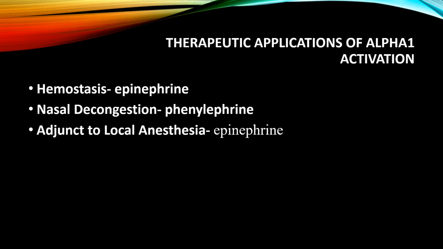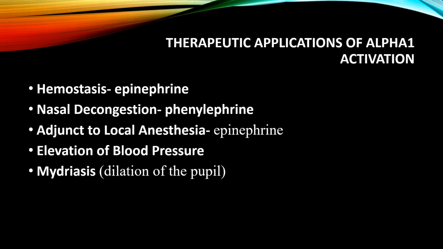Next is an adjunct to local anesthesia. Another example of this is epinephrine. Alpha-1 agonists are frequently combined with local anesthesia to delay systemic absorption. Also for the elevation of blood pressure. Because of their ability to cause vasoconstriction, alpha-1 agonists can elevate blood pressure in hypotensive patients.